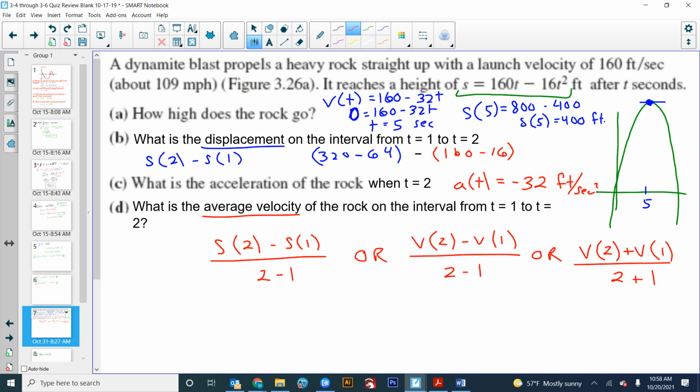Door 1, door 2, or door 3? Who votes door 1? 1, 2, 3, 4. 4 people. Who votes door 2? 1, 2, 3, 4, 5, 6, 7, 8, 9. Who votes door 3? Goodbye, door 3. You're gone.